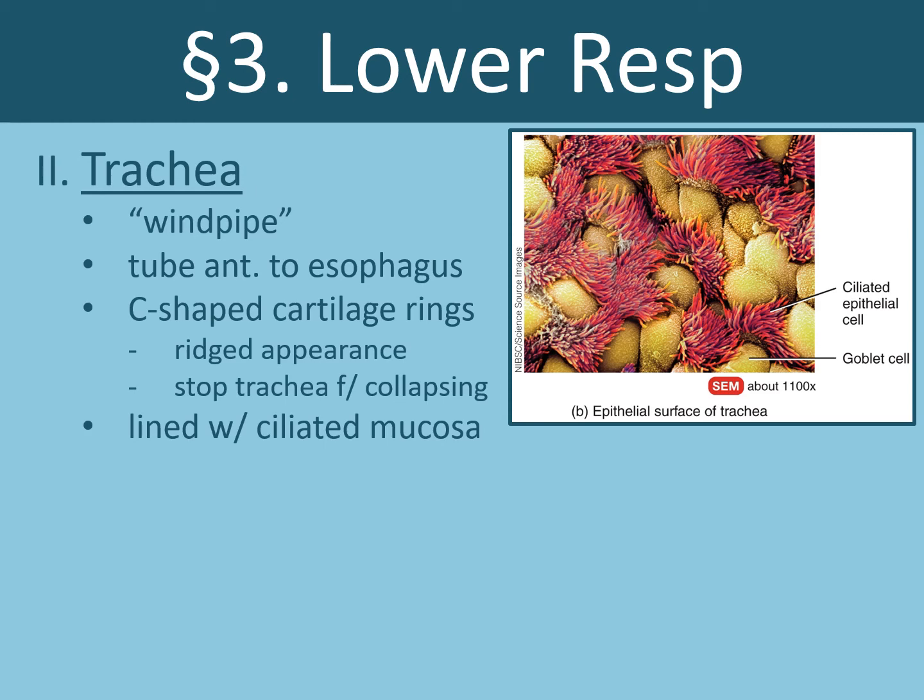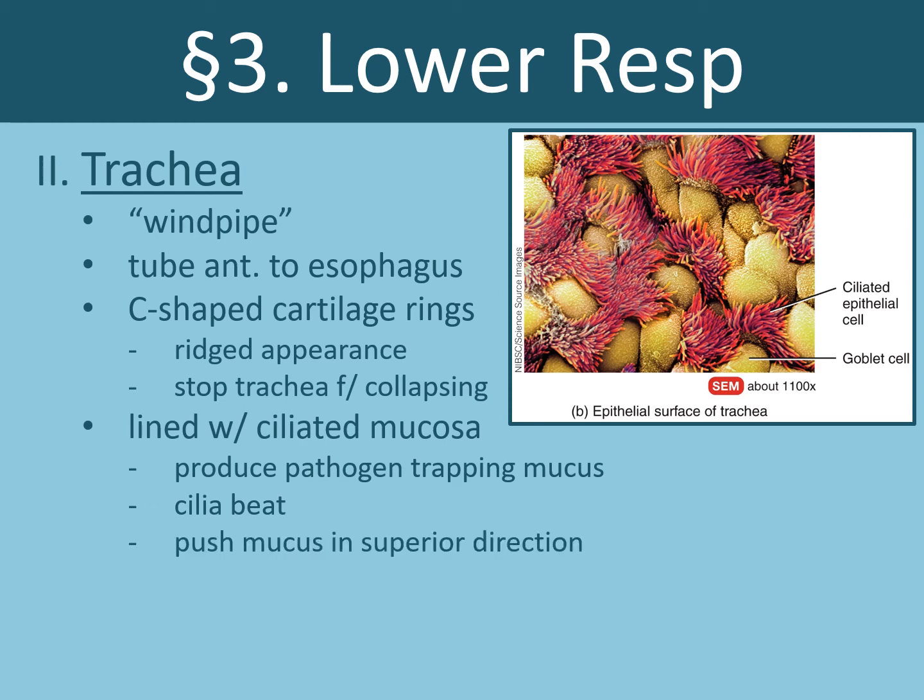The epithelia of the trachea is lined with ciliated mucosa. The mucus produced by the mucosa helps trap pathogens and debris. The cilia beat and produce a current that helps push the mucus in the superior direction, up the trachea. That mucus goes up and down into the esophagus, where we swallow and digest and break down those pathogens. The acidic environment of our stomach does not allow respiratory pathogens to survive.